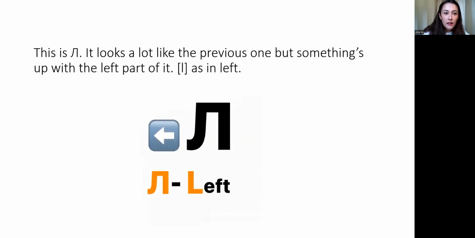This is L. It looks a lot like the previous one, but something's up with the left part of it. L as in left. Left will be the mnemonic for the letter L. L as in the word left. L.